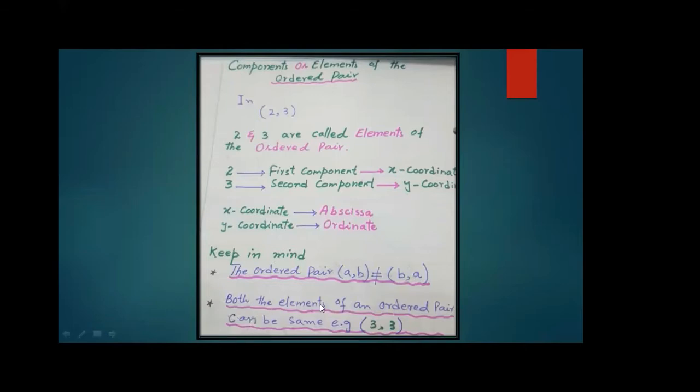Now both the elements of an ordered pair can be the same. You can also write an ordered pair like this, 3 comma 3. This is also an example of an ordered pair. The X ordinate and Y ordinate values may be the same.